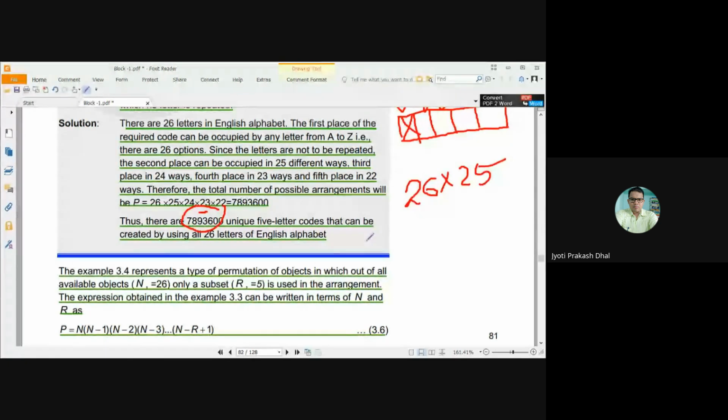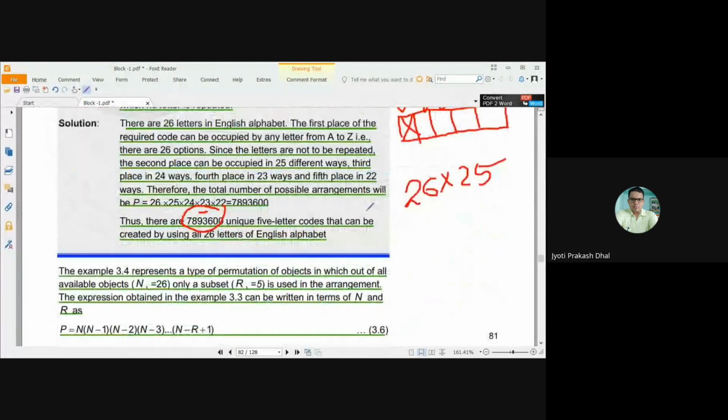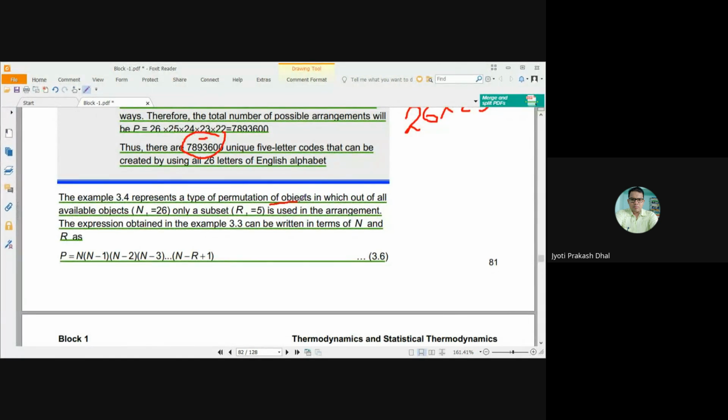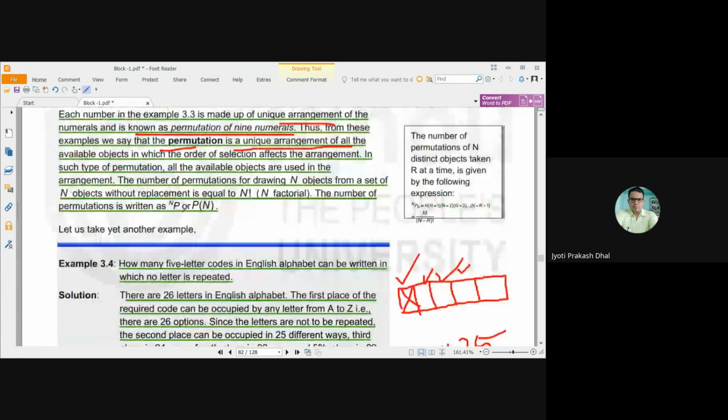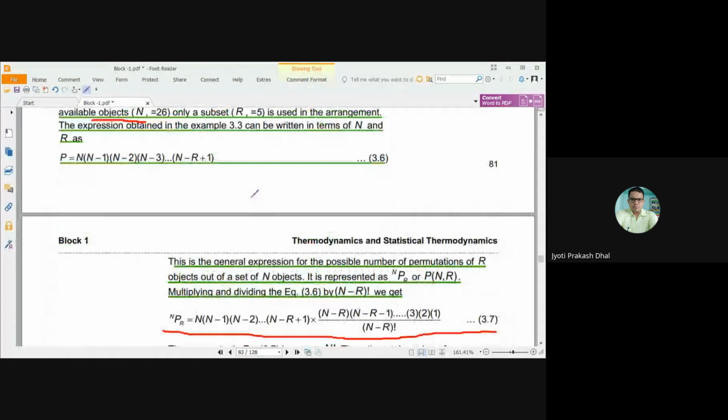Thus, there is a very large number of unique 5-letter codes that can be created by using the 26 letters of the alphabet. In this example 3.4, we can see the permutation of objects in which, out of all the available objects, the number of available objects n equals 26. Any subset, that is r equals 5, is used in the arrangement. So the expression obtained in example 3.3 can be written in terms of n and r.